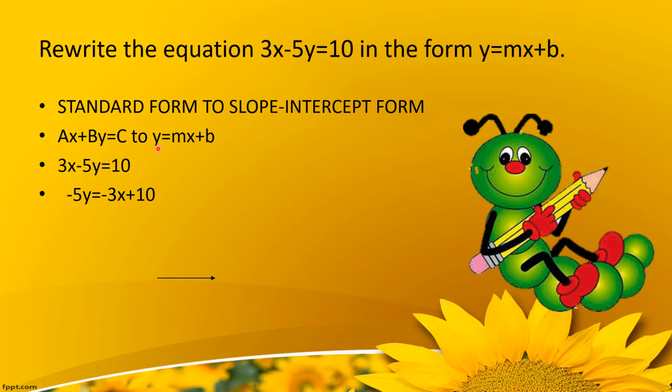Then, ang atong form must be y equals mx plus b. So, dapat y lang jud ang mabilin sa left side. Pero naa man tay negative 5. So, how to eliminate negative 5? So, to eliminate negative 5, dapat nato siyang dividean og negative 5. Silang tanan, mag-divide ta og negative 5. So, unsay tapad ni y, mao pod na i-divide natong tanan para ang mabilin is y.